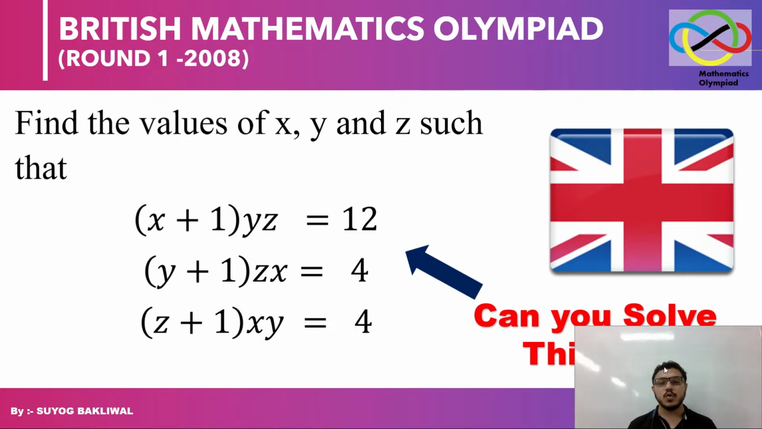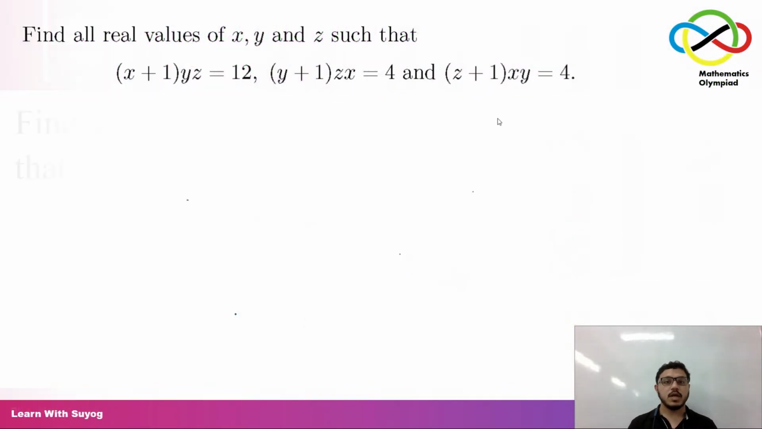So how can we approach it? If we look closely at these three equations, we can see that (y + 1)zx and (z + 1)xy are both equal to 4. So let's consider this to be equation number 1, this to be equation number 2, and this to be equation number 3 for future reference.